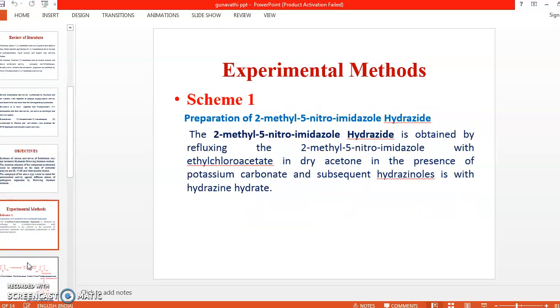Preparation method, that is the experimental method. Preparation of 2-methyl-5-nitroimidazole hydrazide. The 2-methyl-5-nitroimidazole hydrazide is obtained by refluxing the 2-methyl-5-nitroimidazole with ethyl chloroacetate in dry acetone in the presence of potassium carbonate, and subsequent hydrazinolysis with hydrazine hydrate.